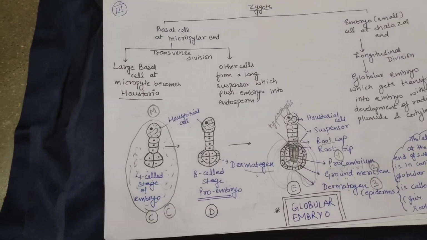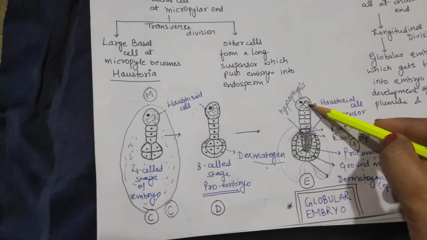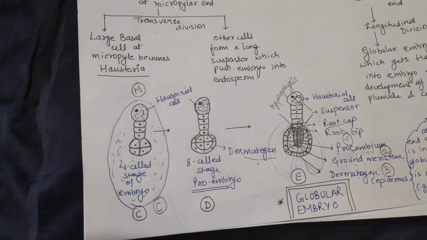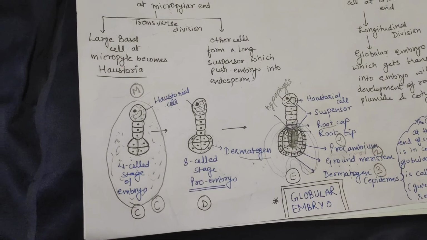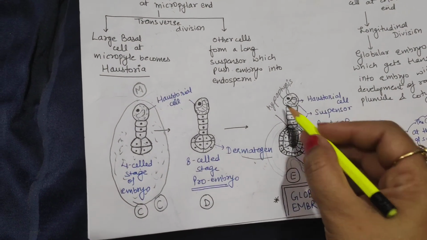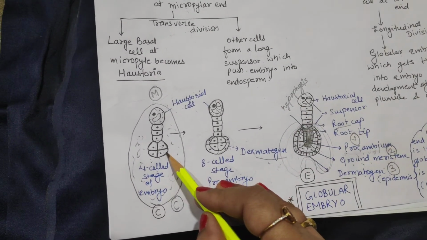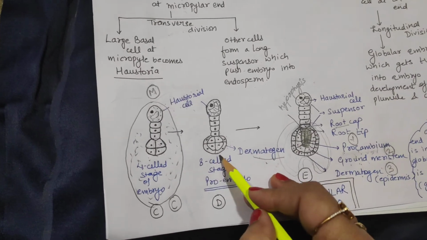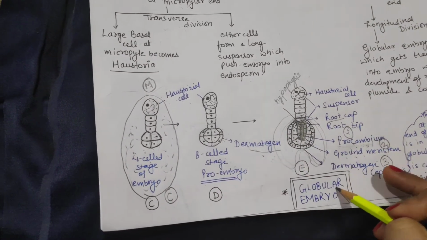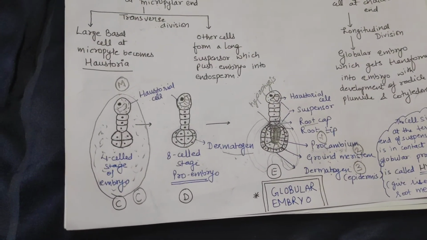After which the division continues in the suspensor, forming a 6 to 7 celled stage, where the one towards the micropyle is a haustorial cell to derive nourishment, and the lowermost cell of the suspensor attached to the embryo is called hypophysis. The division continues in embryonal cells simultaneously, changing from 4 cell to 8 celled, 8 celled to globular shape, to heart shape, to torpedo shape.